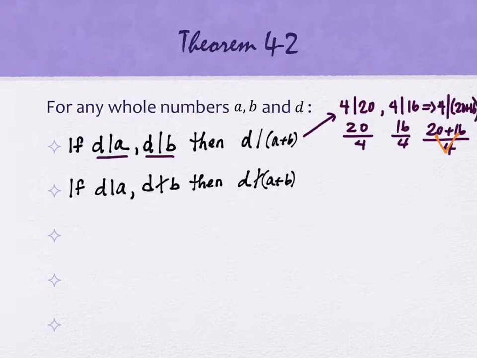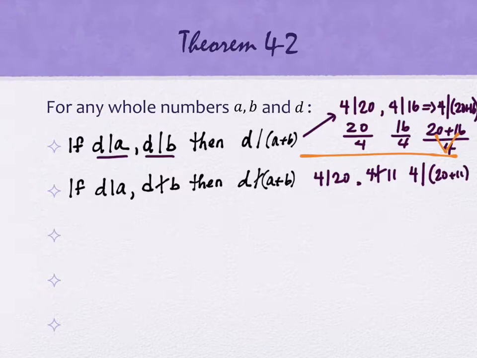And again, we can think about that same 4 and 20 if we'd like. 4 divides 20, and give me a number that 4 doesn't divide. 11. Sure, 11. 4 does not divide 11. And so if I take 20 plus 11, that would be 31. Will 4 divide 31? No, it won't.